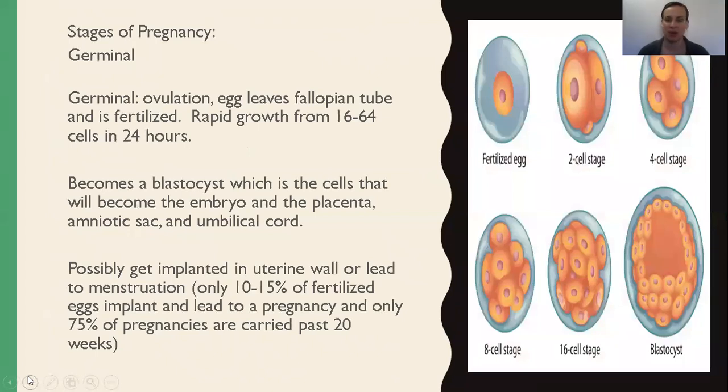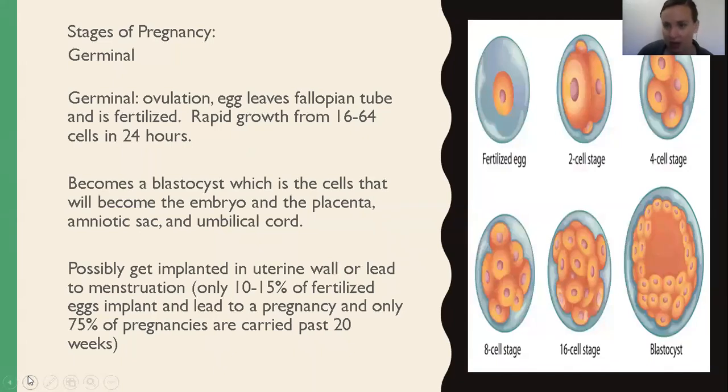So the stages of pregnancy, real fast, once again, Biology 101. This is the germinal phase. This is when there's really fast growth from just a tiny little fertilized egg all the way into a blastocyst, which is then what's going to be the embryo, the placenta, the amniotic sac, and the umbilical cord. And this all happens within about 24 hours. It's really crazy how fast it goes and how microscopic it is. So at this point, it could possibly get implanted into the uterine wall.